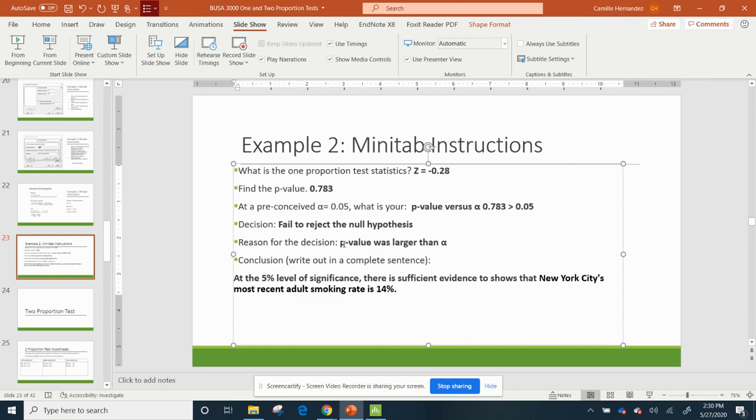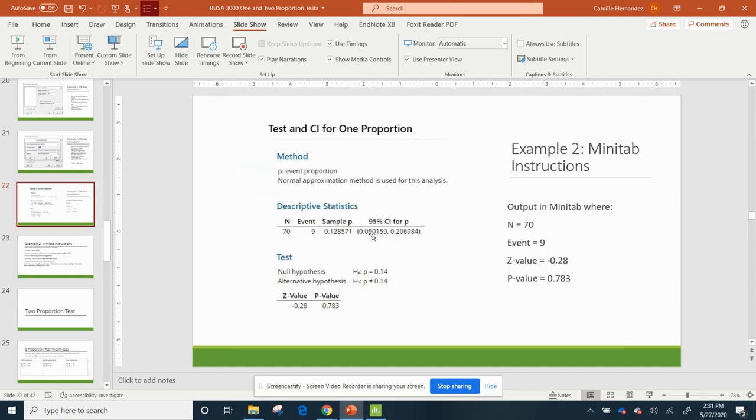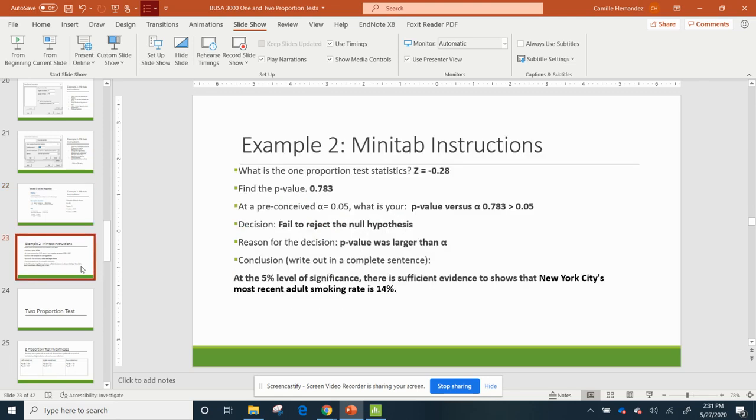So what can I say about that? At the 5% level of significance, there is sufficient evidence to support that New York City's most recent adult smoking rate is 14%. And you're probably like, well, why? If I found here the sample P was 0.128, it's not very different than that 14%. That's why, again, that p-value is big. I'm keeping the null hypothesis, and you can see right here, P equals 0.14. So what I'm saying is this sample is very much like the population. There's nothing special about it, so I'm going to make the assumption that it's still at 14%.